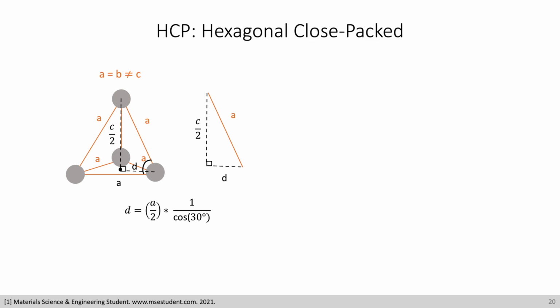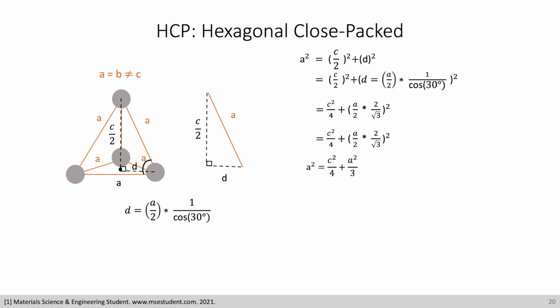Using this, we then move on to looking at another triangle relating C, D, and A, where we can see this right triangle, C over 2, D, and A. Using the Pythagorean theorem, we can put in what we know for D. Simplify that, and then we solve and look for the C over A ratio, which we find to be square root of 8 over 3. And so this is our ratio of C over A, which is about 1.63.